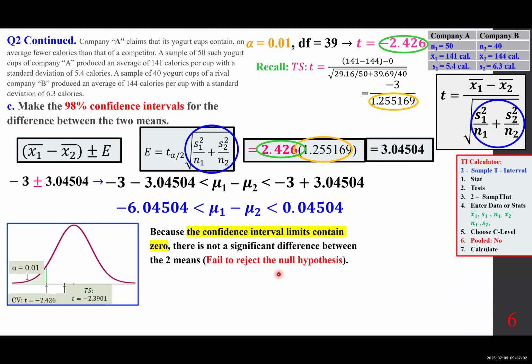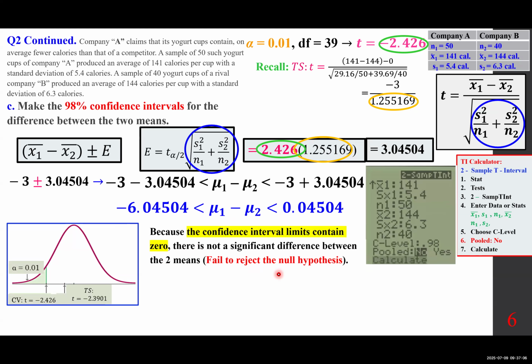Now, let's go with the TI calculator. And when we plug in, the question that they're going to ask, by the way, is are you going to pool it? The answer is no. That's why those different variances come into play here. So you put everything in, including the C level, confidence level of 0.98. Pooled: no. And this is the number that we get.